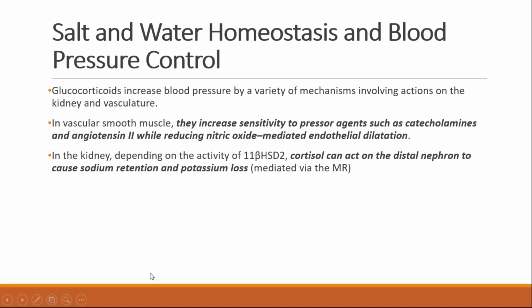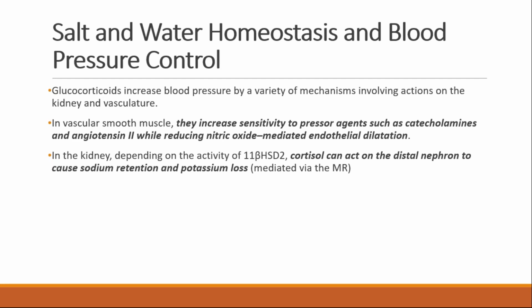Now coming to the very important manifestation of salt and water homeostasis and blood pressure control. Glucocorticoids increase blood pressure by a variety of mechanisms. In vascular smooth muscle, they increase sensitivity to pressor agents such as catecholamines and angiotensin II, while reducing nitric oxide mediated endothelial dilatation.